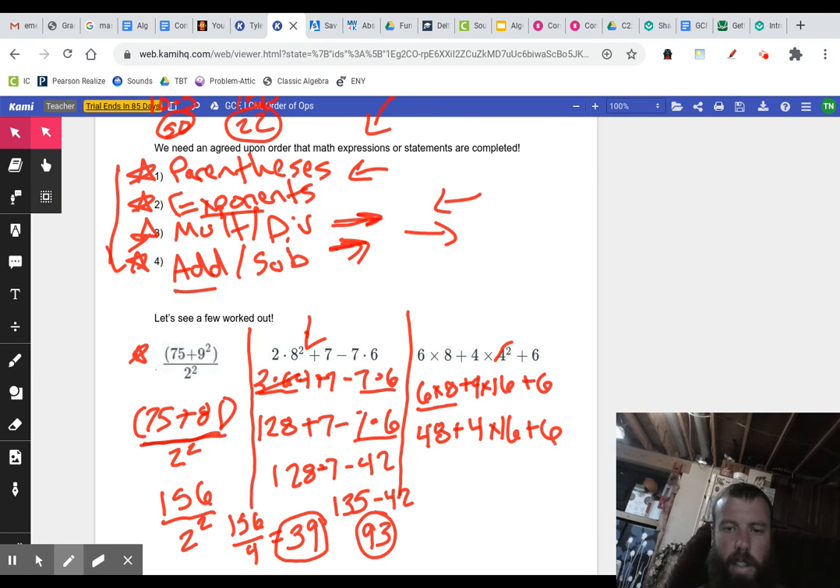Checklist, parentheses, no. Exponents, no. Multiplication, yes. Right here. 4 times 16 is 64. I'm going to bring down this 48. This addition, and I'm going to bring down this addition of 6. The only two things I have left are addition. I do them from left to right.